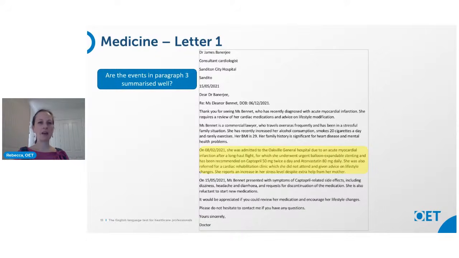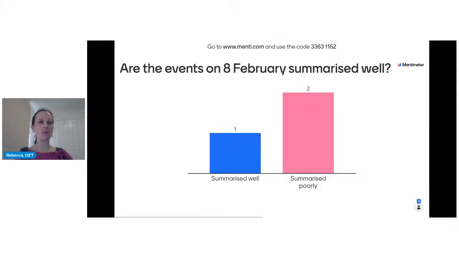Looking at those events which are in paragraph 3 and that are highlighted on the screen, what do you think about the way that events on the 8th of February, which is when the heart attack occurred, have been summarized? Add your thoughts into the poll now. Do you think they've been summarized well, or do you think they've been summarized poorly? What are your thoughts?